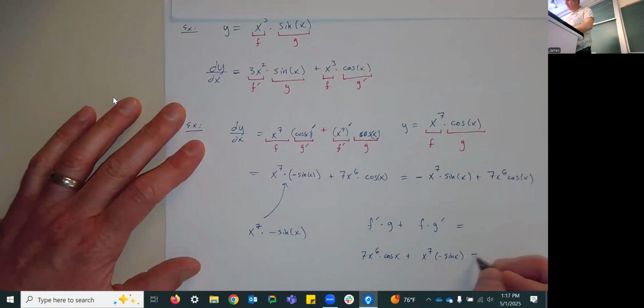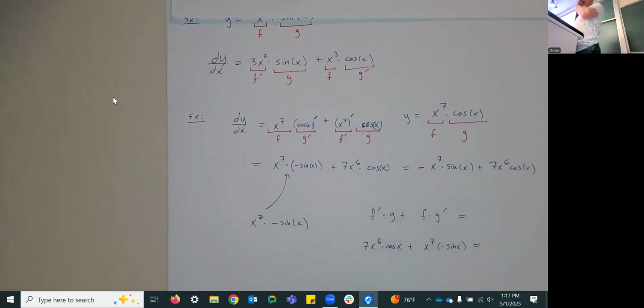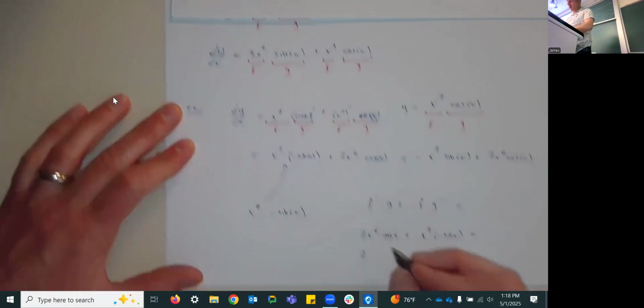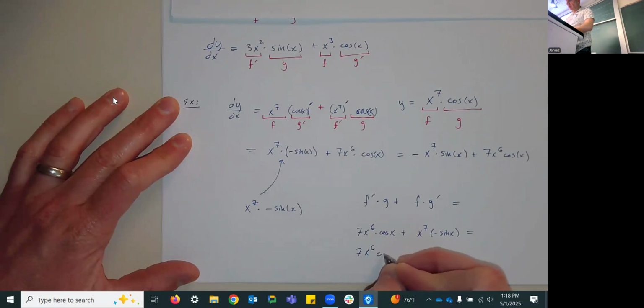So the thing that's nice about the product rule, which is not true about the quotient rule, is that it doesn't matter what order you write things in, because in addition, the order doesn't matter, right? 2 plus 5 is the same as 5 plus 2. And in multiplication, the order doesn't matter. 5 times 2 is the same as 2 times 5. So you could actually write this any old way you wanted to. So I just want to finish writing this here. 7x to the 6th cosine of x minus x to the 7th times sine of x.